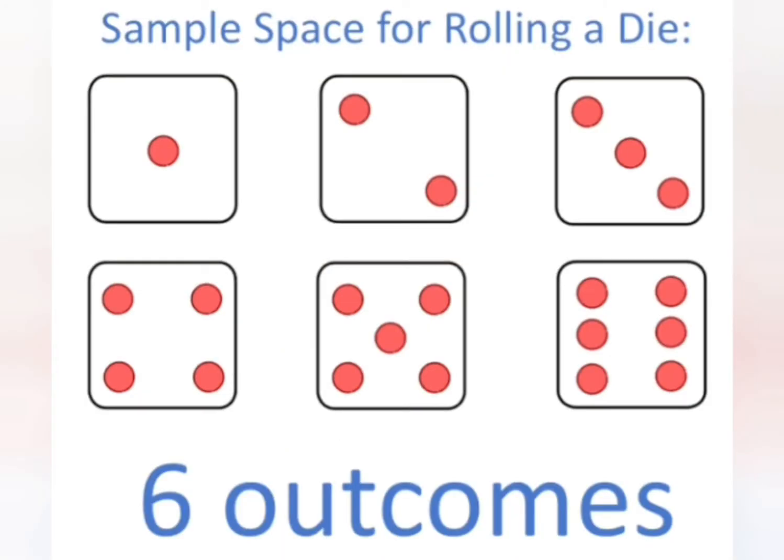So here, students, we have the example of a die. When we roll a single die, what will be the possible outcomes?